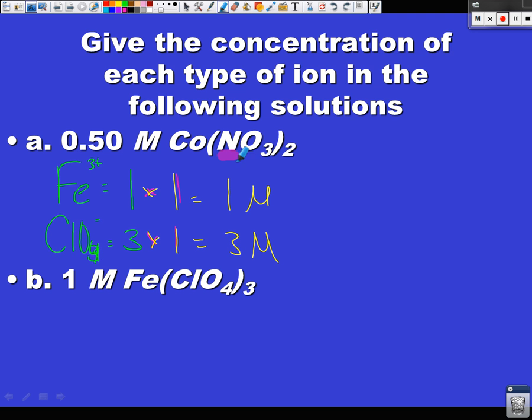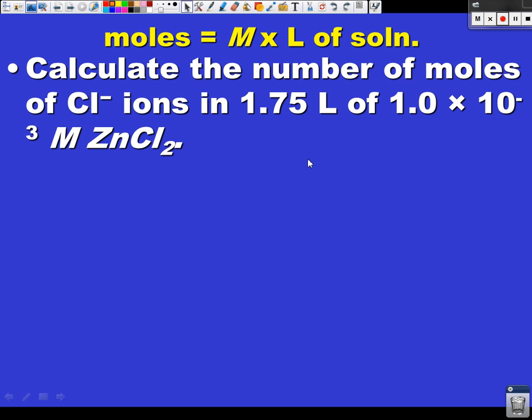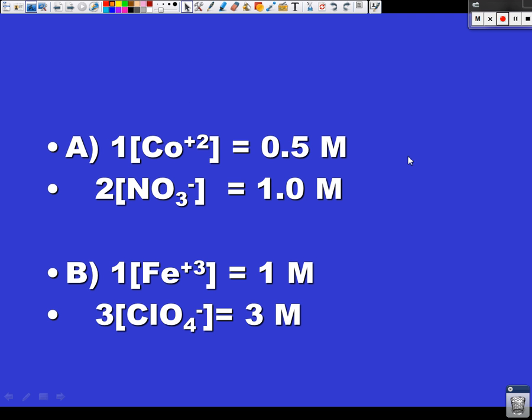This is nitrate, right? There are 2 of those. Yep. Exactly. We're looking at the ion as a whole, not the elements. We're getting there.